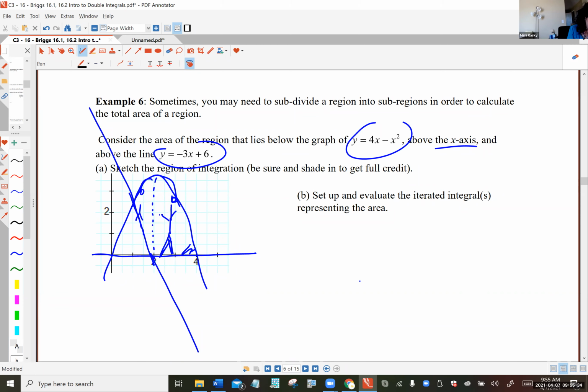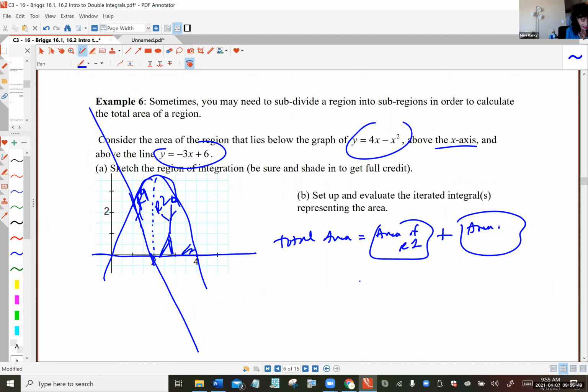Okay, so I'll call to the left of the dotted line R1 and to the right of the dotted line R2. So the total area is going to be area of region 1, R1, plus area of region 2, just because of the nature of it. Now, even if we try to treat this as horizontally simple, which I wouldn't want to do because it's going to be a nightmare, you can, but you would still have to make a cut.